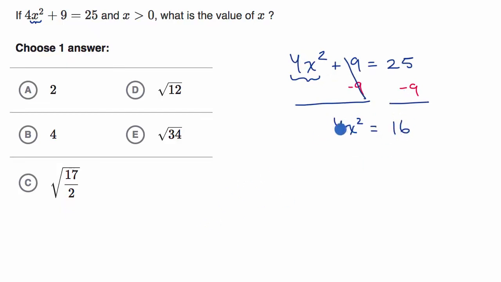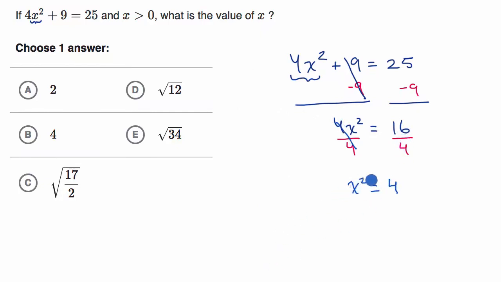Now, if we want just an x squared on this left-hand side, the best thing to do would be divide by 4. But of course, if we want to maintain the equality, we'd have to do the same thing on the right-hand side. And so we get, on the left-hand side, x squared is equal to, and on the right-hand side, 16 divided by 4 is equal to 4.